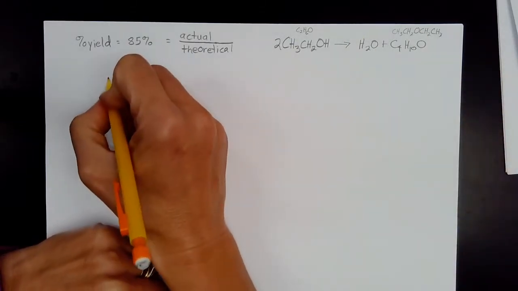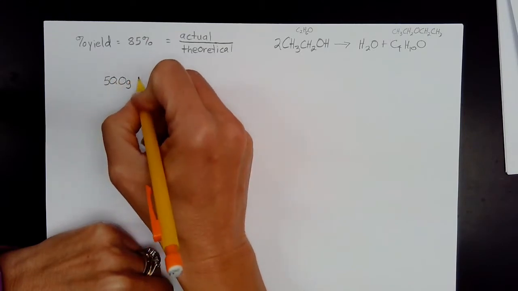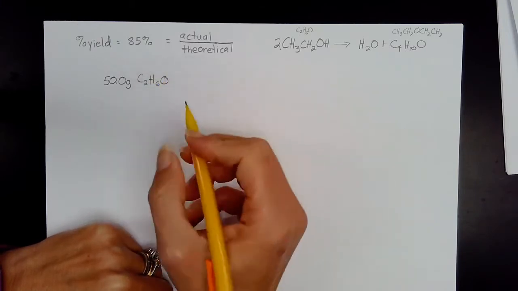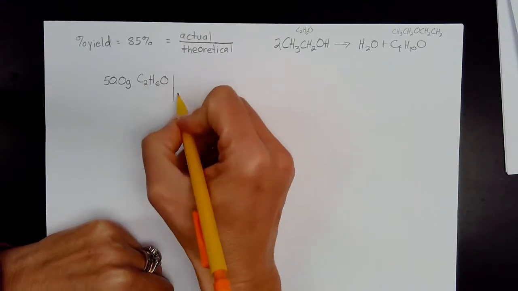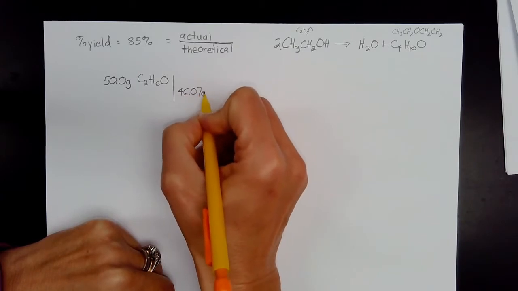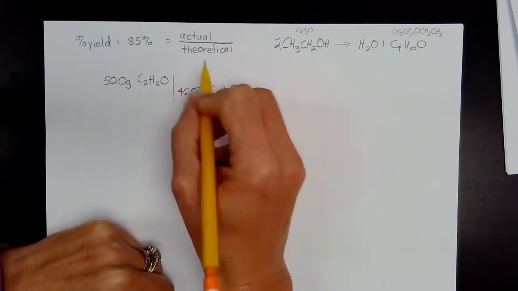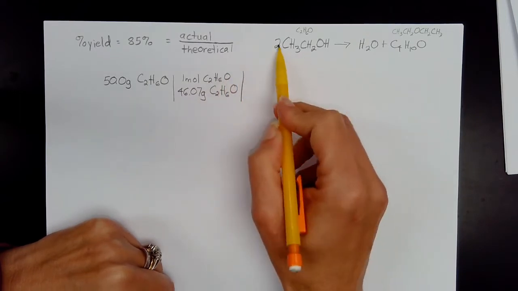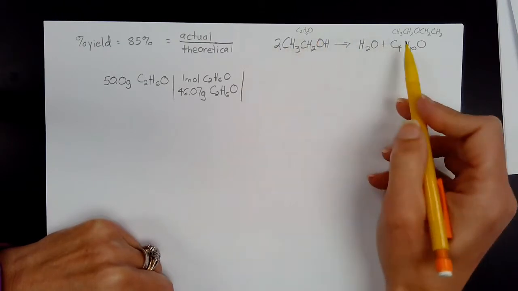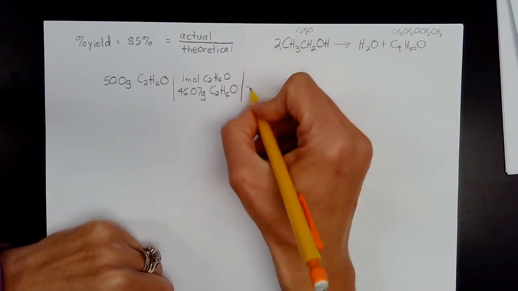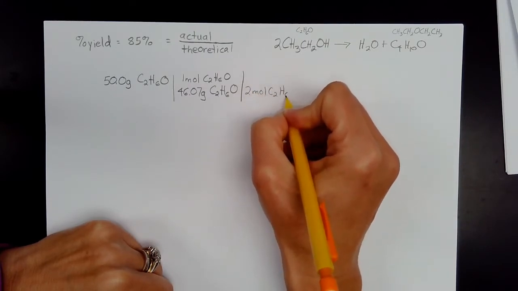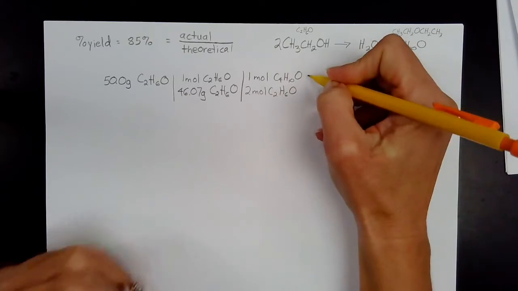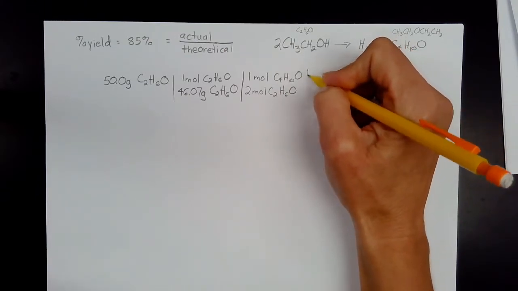We know that we have 50.0 grams of our ethyl alcohol, C2H6O, and we can do the calculations and determine that the molar mass of that is 46.07 grams. So we're going to use molar mass to convert this to moles. And then we're going to use our balanced chemical equation to see that for every 2 moles of the ethyl alcohol, we have 1 mole of this medicinal ether. So we're going to put 2 moles of C2H6O on the bottom and 1 mole of C4H10O on the top.